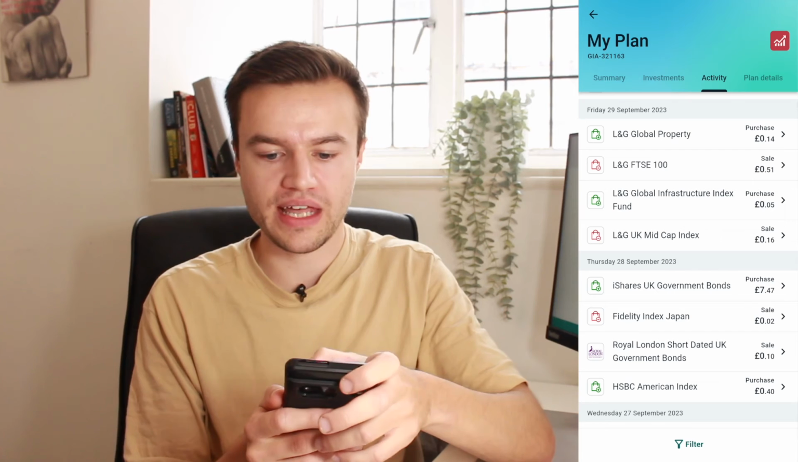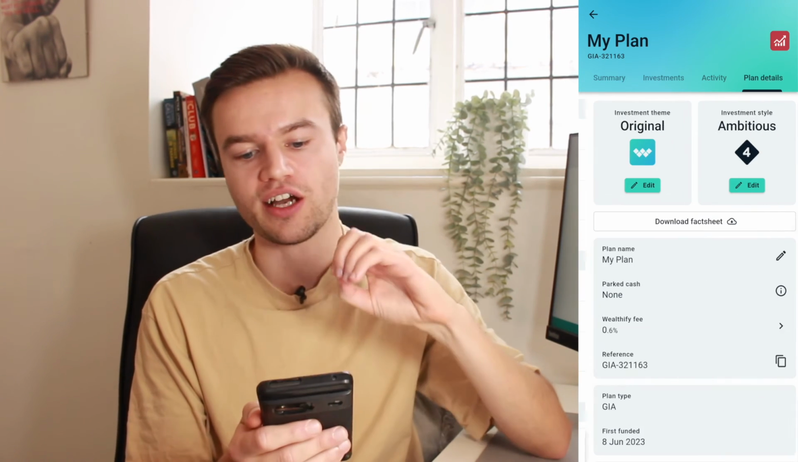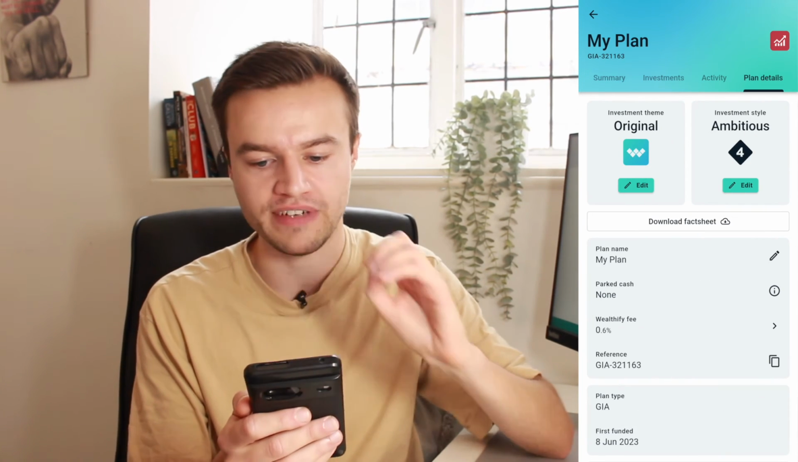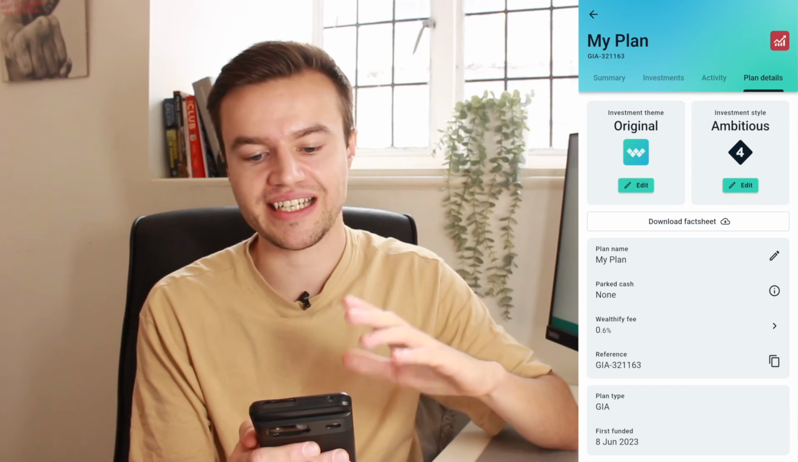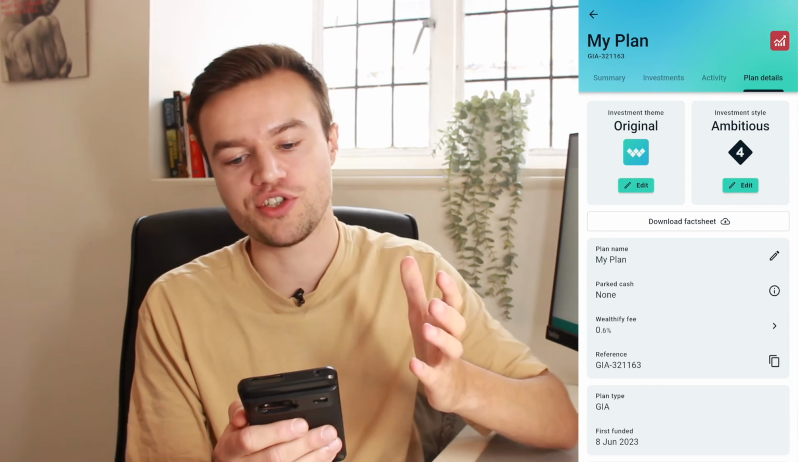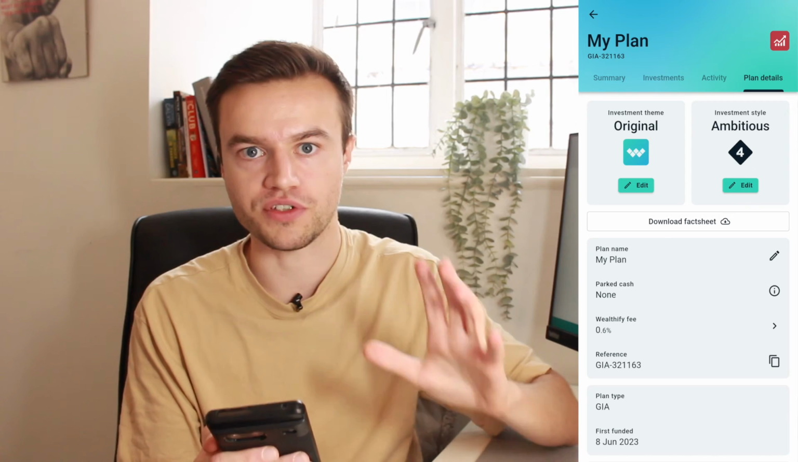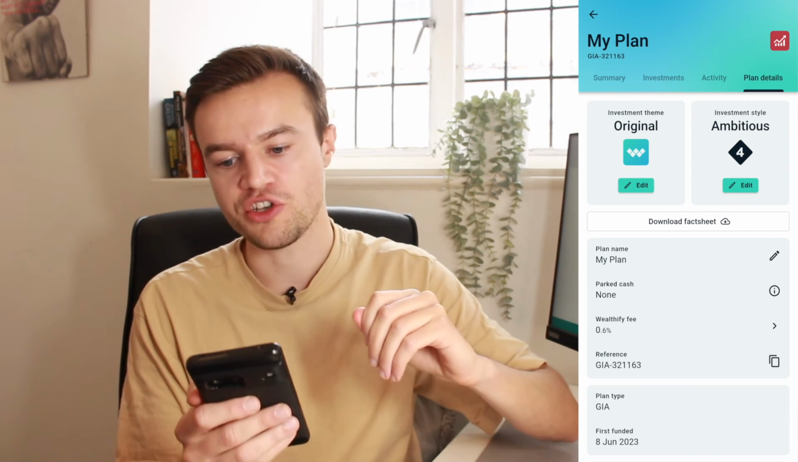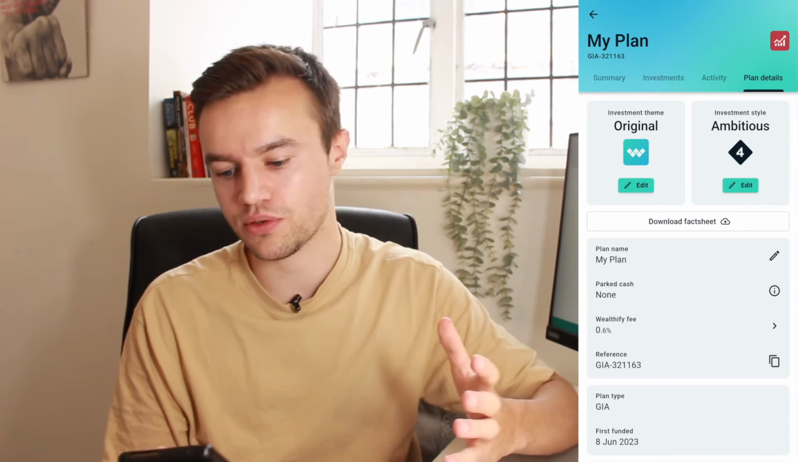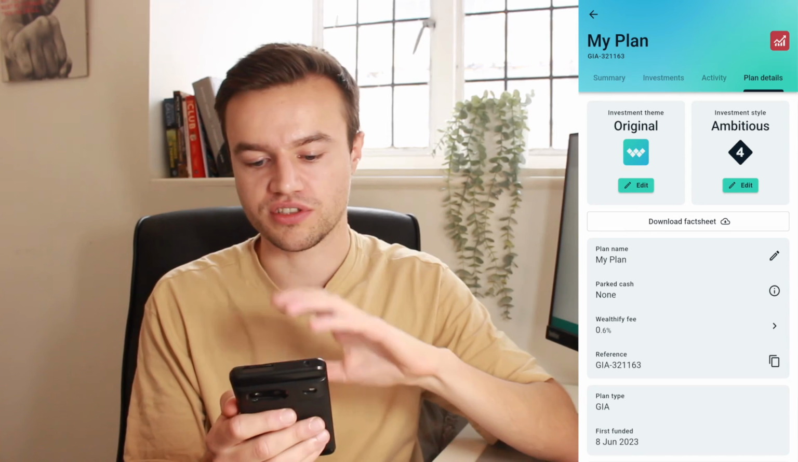The last tab there is plan details, and here I can see the original choices I made for investment theme and investment style, and you can see here I can edit it. So this is good as it shows you can edit your investment style, you can edit your investment theme. It's not frozen after you've made those initial choices. You may over time change your risk level, and it's good that you have the option to change this.